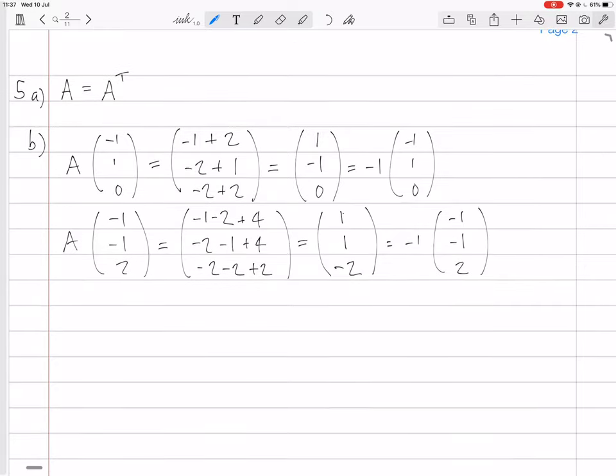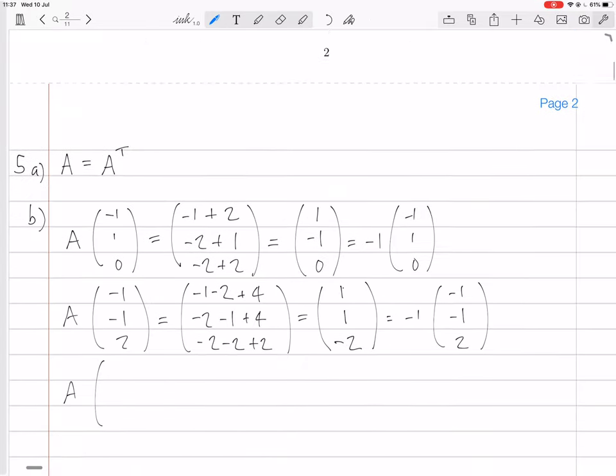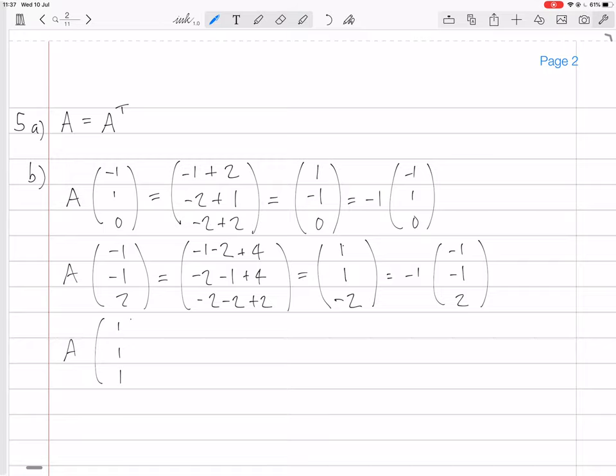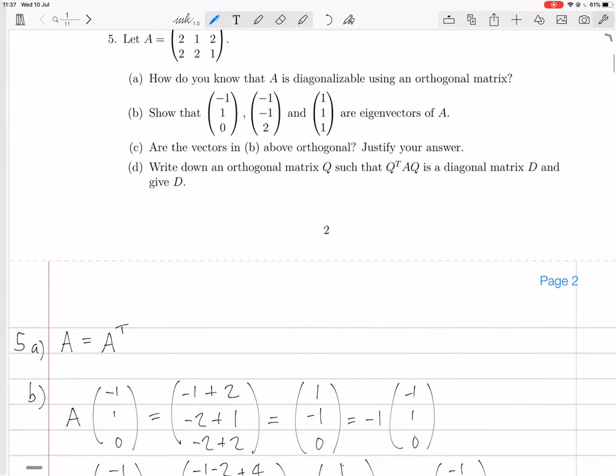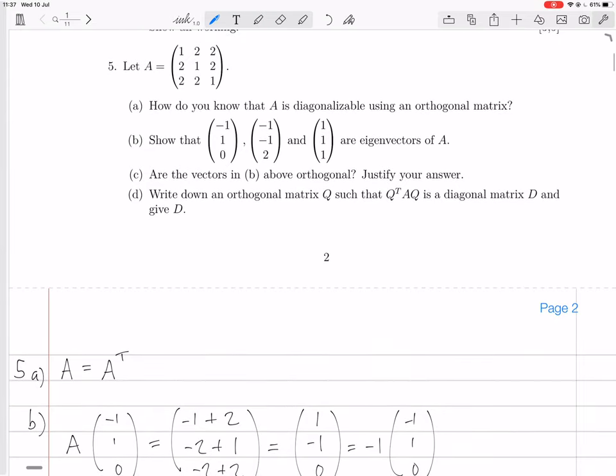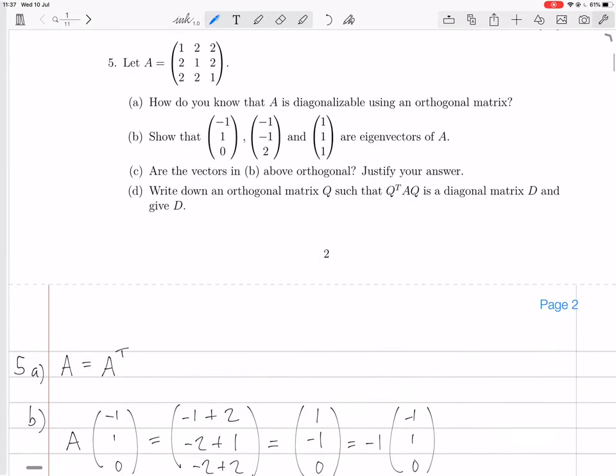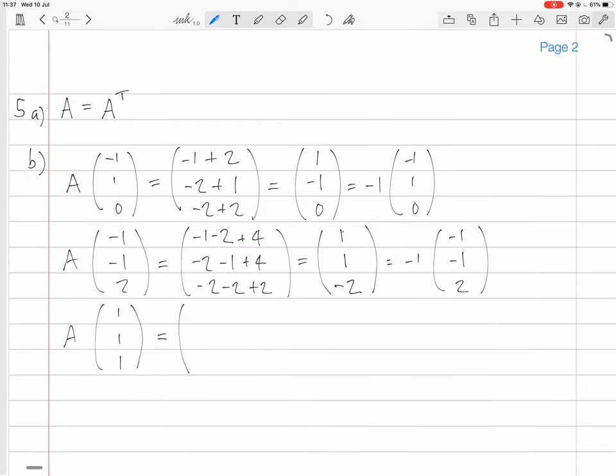And finally, we need to do A times that third one, which is 1, 1, 1. So A times 1, 1, 1, you're going to get 1, 2, 2 by 1, 1, 1. Oh, so you just get 5, 5, 5. So that's 5 times 1, 1, 1. So that's an eigenvector with the eigenvalue 5.